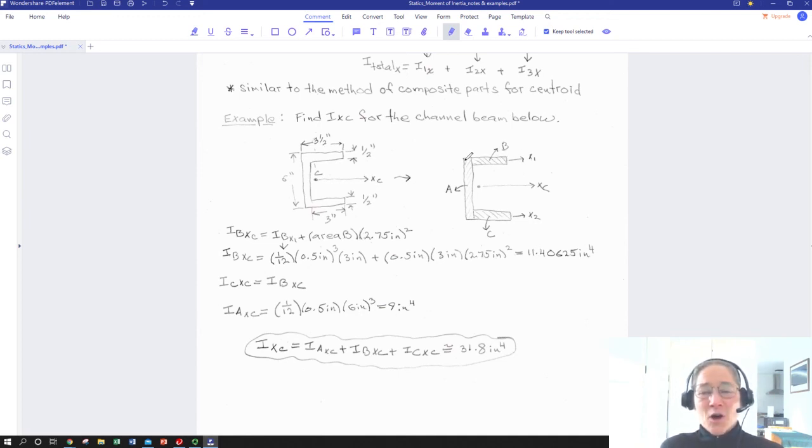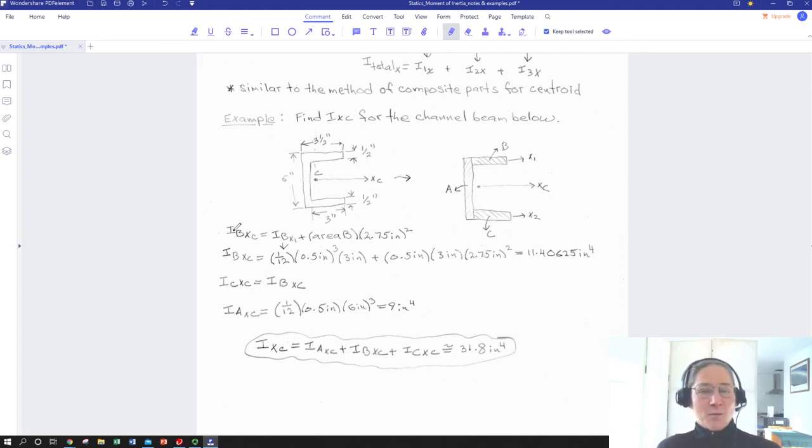Because I have already defined, or could look up easily, a formula for the moment of inertia of a rectangle about an axis going basically straight through its centroid in the x or the y. So that's what I'm going to start with. I'm going to look for the moment of inertia of rectangle B about x sub c, and to do that I'm going to define an axis through the centroid of rectangle B as x sub 1 here.